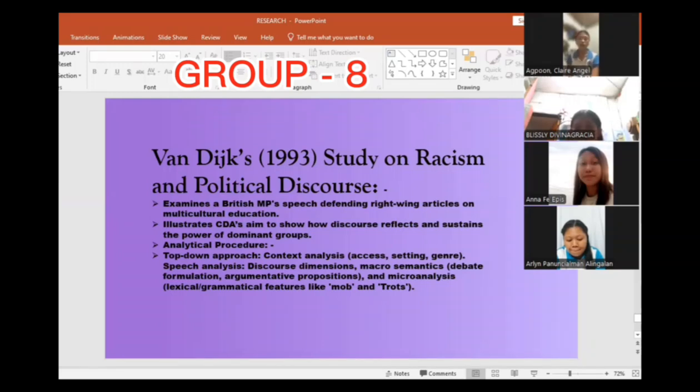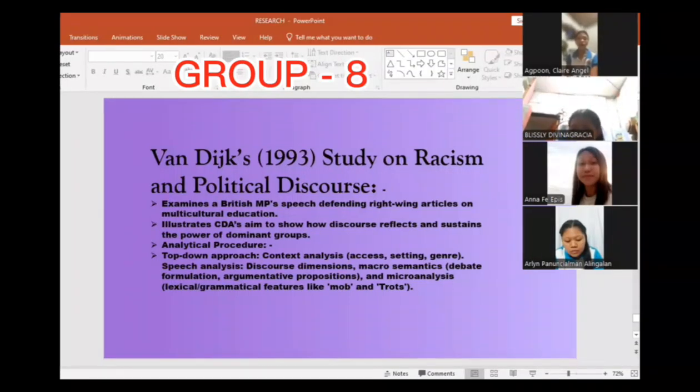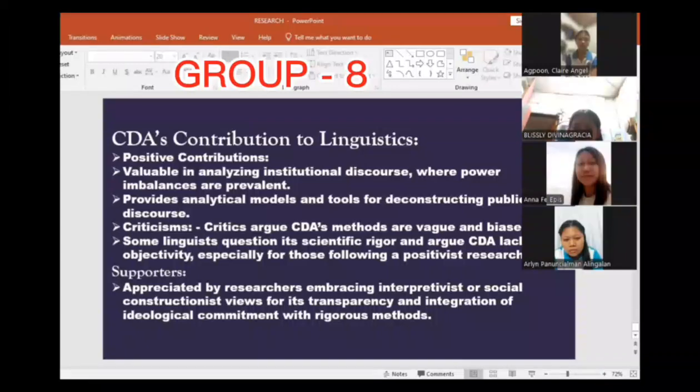Van Dijk uses a detailed, layered analysis of the speech, starting with the broader context such as setting and genre, before narrowing in on specific linguistic features like the use of words such as mob to label political opponents. This step-by-step reconstruction reveals how language is used to justify and legitimize power, exposing how discourse reflects and sustains power relations in society. CDA's contribution to linguistics.